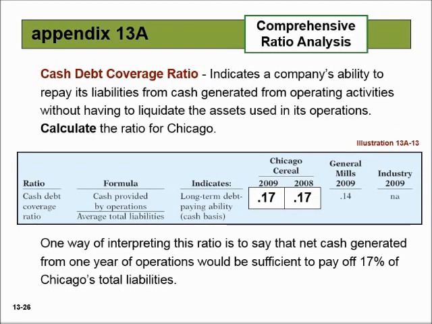Alright, then we have the cash debt coverage ratio. This gives us our ability to repay our liabilities from the cash that we get from operating activities only, without having to sell off stuff that we use in our operation. So our cash from operating divided by our average total liabilities. And we have, for this company, a cash debt coverage ratio of 17%, 0.17. General Mills only has a 14%.